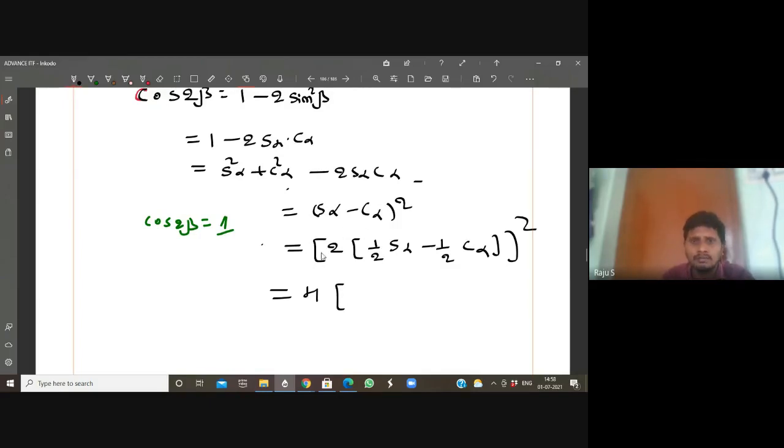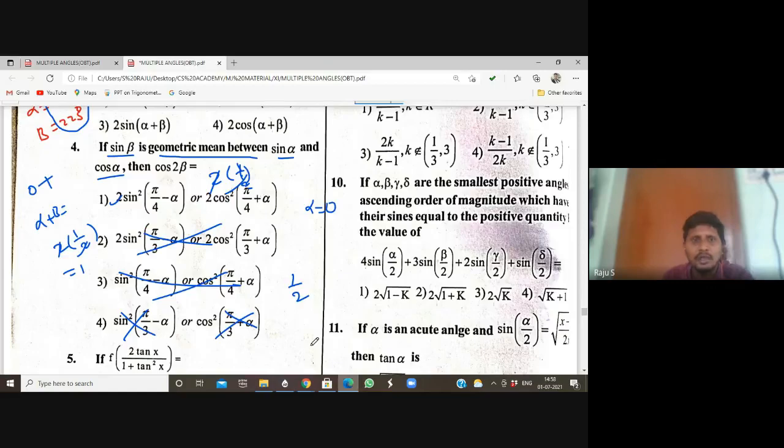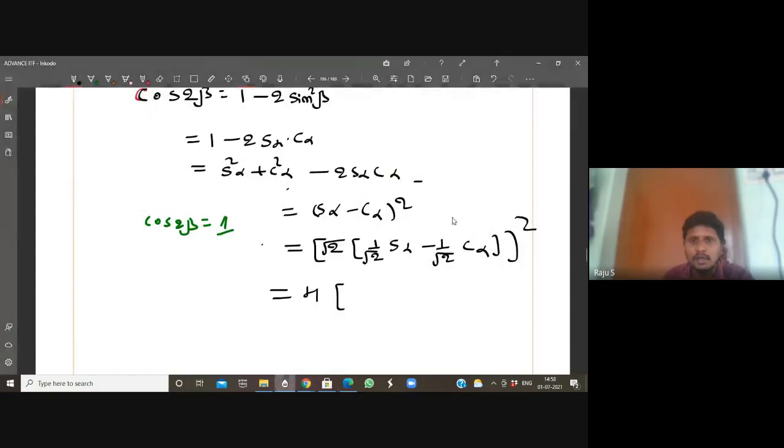Otherwise, root 2 you can take. Better to take root 2 inside, root 2, because when you take root 2 alone, we are going to get the options. Pi by 4 is there. When I take root 2 here, root 2 square becomes 2 outside. Shall I write this value as sine alpha into 1 by root 2 as cos pi by 4 minus cos alpha into sine pi by 4? Shall I write here 1 by root 2 whole square?